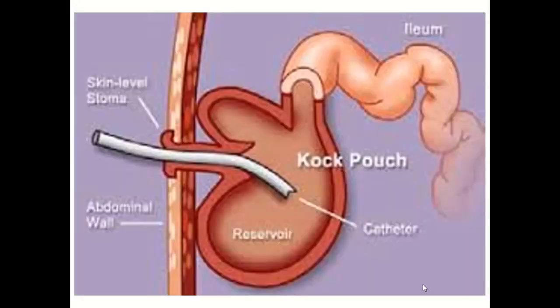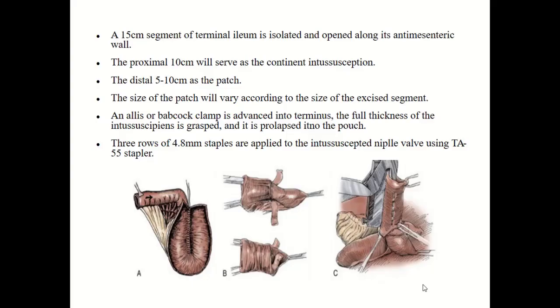This is a diagrammatic picture of the Kock pouch. The procedure is that a 15 centimeter segment of the terminal ileum is isolated and opened along the antimesenteric wall. The proximal 10 centimeter will serve as the continent intussusception, the distal 5 to 10 centimeter as the patch. The size of the patch will vary according to the size of the excised segment.